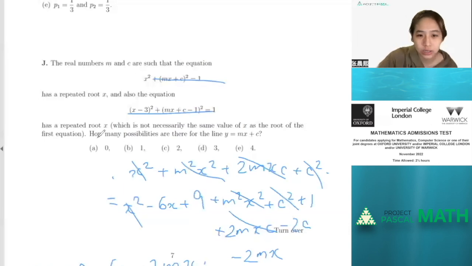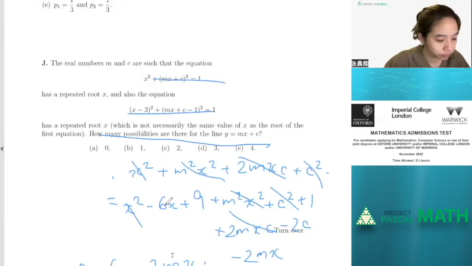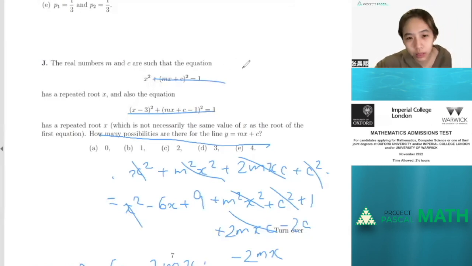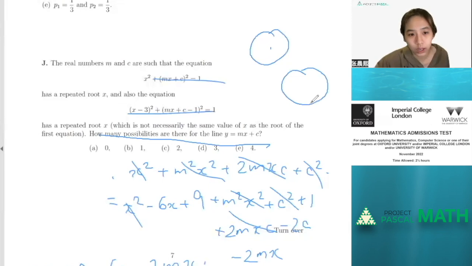So how many possibilities are there for the line here? Okay, well, now we look at it the graphical way and you realize that this is a circle and this is another circle and they don't necessarily cross each other. And so if they have a repeated root, that means that there exists a tangent somewhere. So you can just draw a common tangent to both of these, which looks something like this.